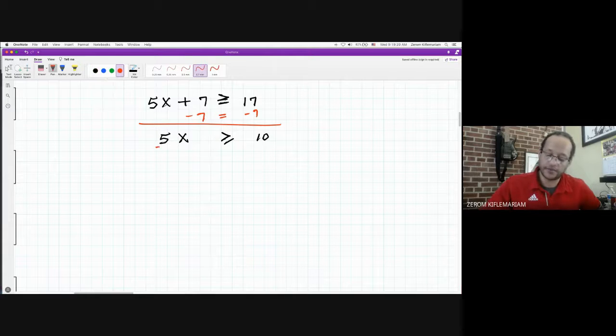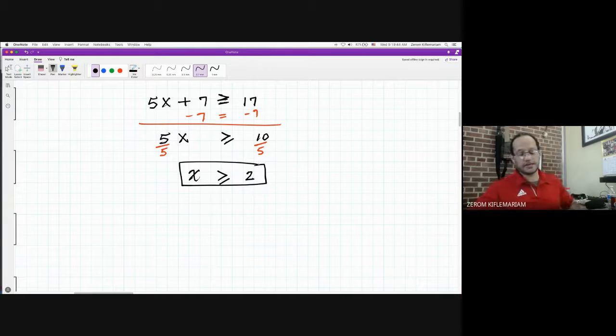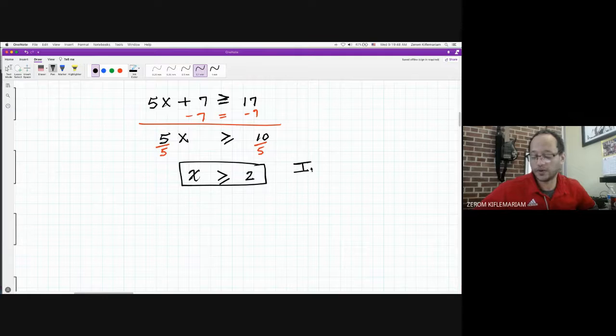Then I divide by 5. So my answer would be x is greater than or equal to 2. So this is my answer. If the question says write your answer in inequality form, I am done. This will be my answer in inequality form.